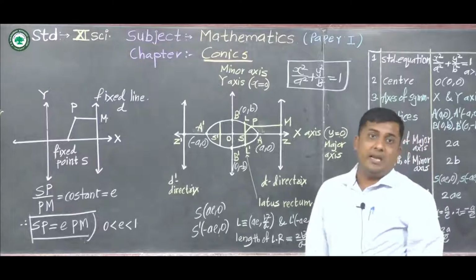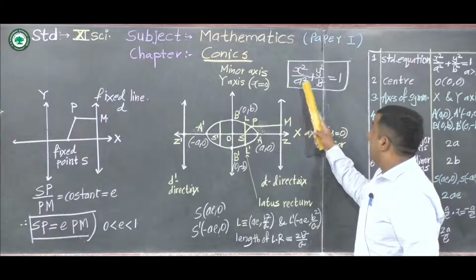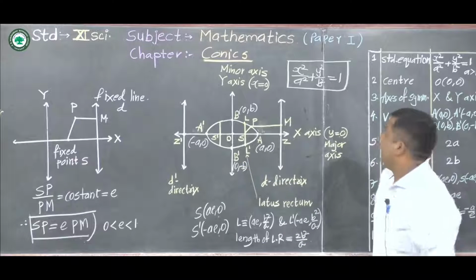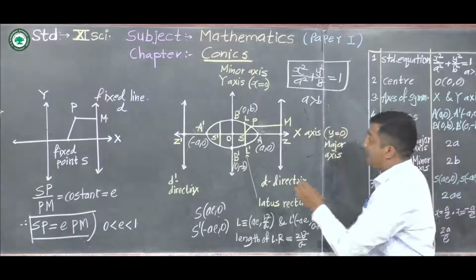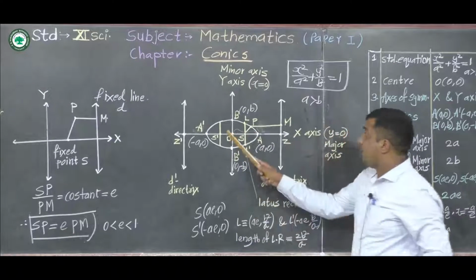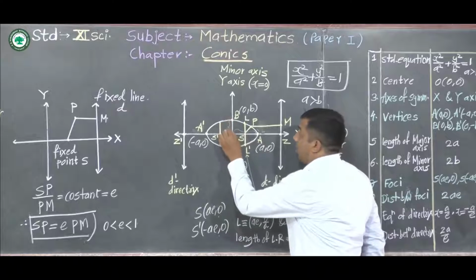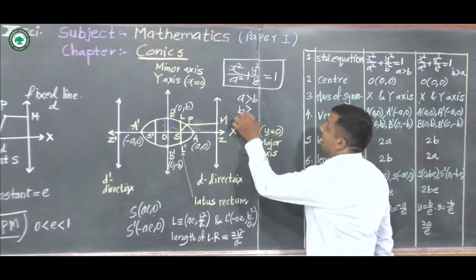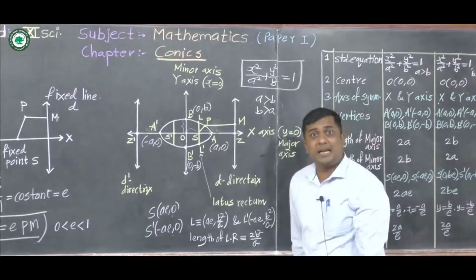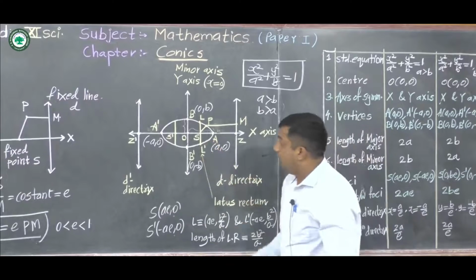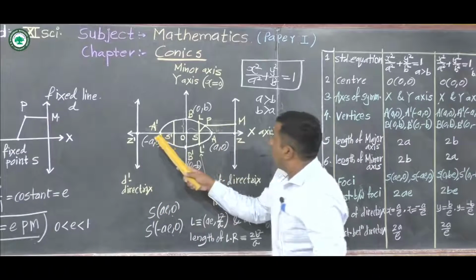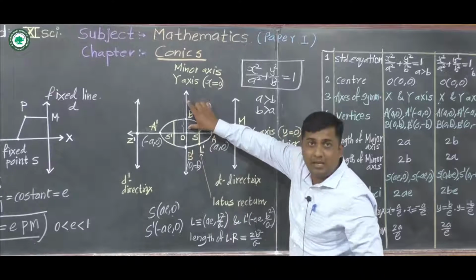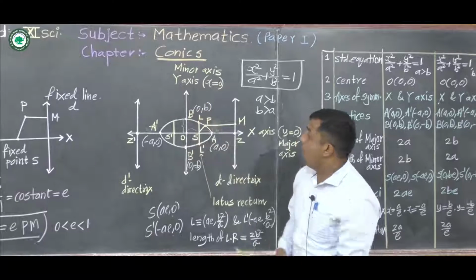Now the condition is very important: whether a is greater than b or b is greater than a. For this figure a is greater than b, that is, the length of OA is greater than the length of OP. Then we get this type of figure. If b is greater than a, then the figure has the longer axis A A dash on the y-axis.